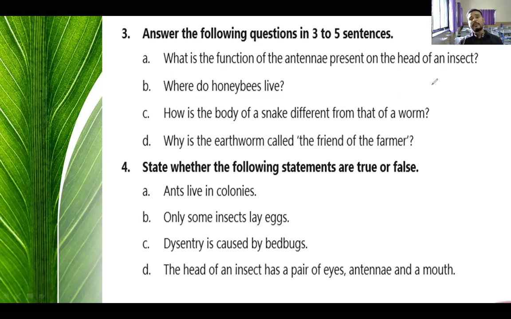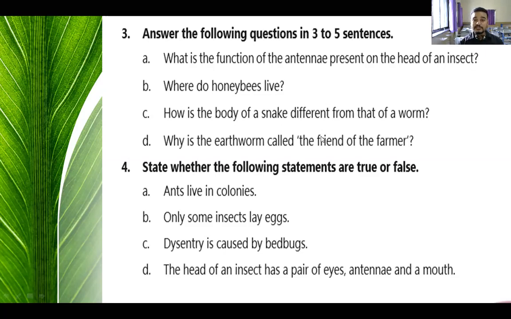So, what is the function of the antenna present on the head of the insect? How many antennas are there? 2 antennas are there, and those 2 antennas act as a sense organ. Using them they can sense the surroundings, they can sense danger, or they can find each other. Now, where do honeybees live? Honeybees live in honey hives, and they live in colonies.